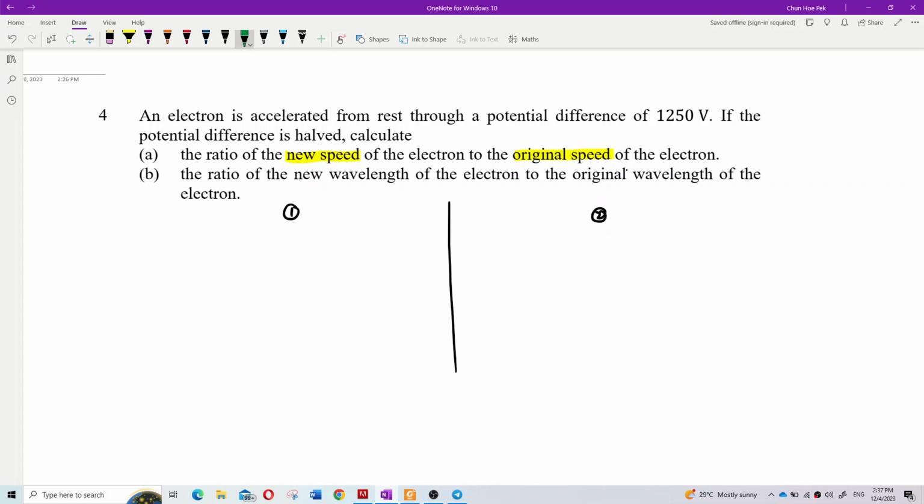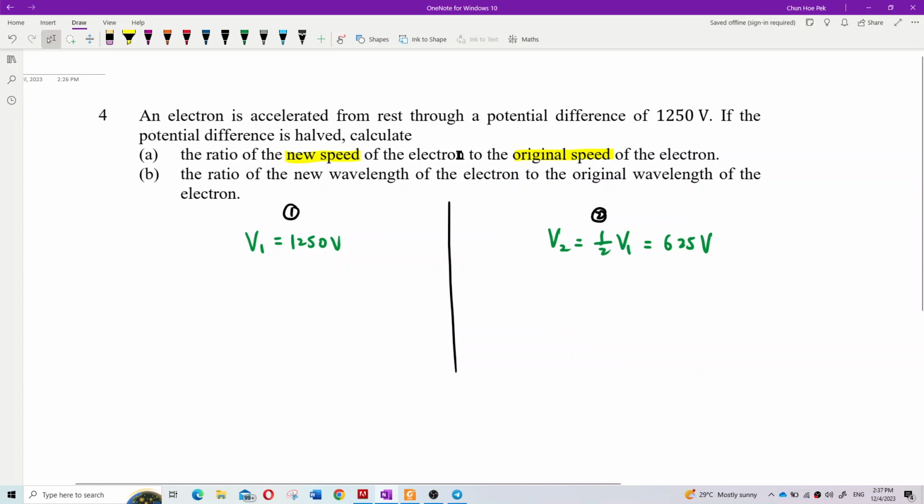Okay, so originally it is 1250 volt. Okay, that is V1. V1 is 1250 volt, and then the potential difference is half, so it becomes half of V1, which is 625 volt. Okay, half. So what is the new speed of electron?